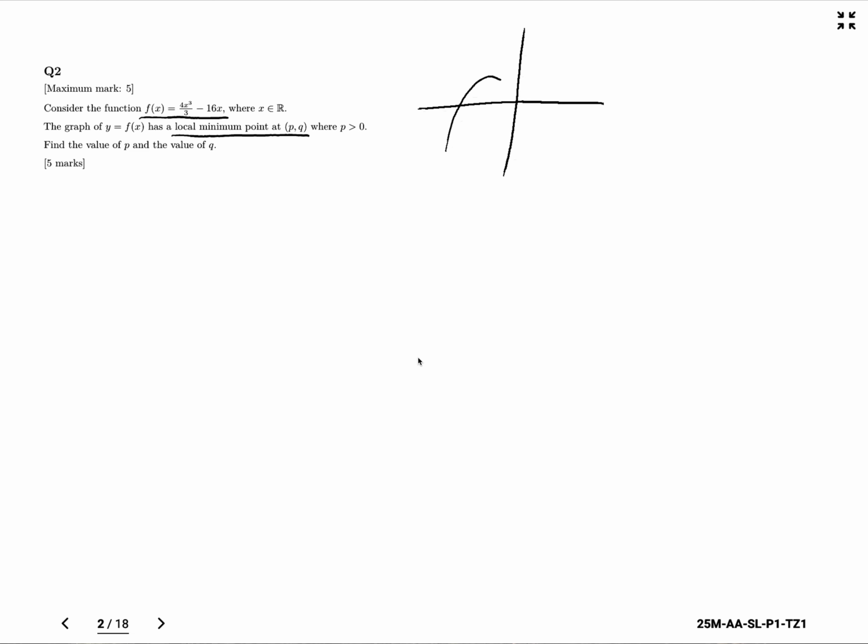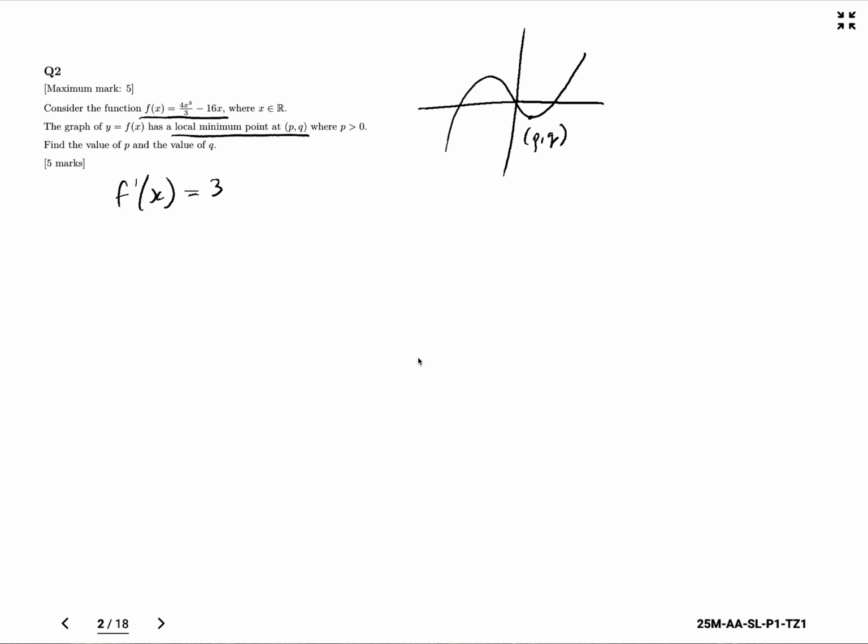It has a positive coefficient of x cubed, so it's going to be a positive cubic like this, and it goes through the origin, because when x is 0, f of x is 0, so it looks a bit like this, and the point that we're interested in is (p, q), which is the local minimum. So we know the first turning point has to be a maximum and the second one's a minimum. And the way to find the coordinates is to first differentiate.